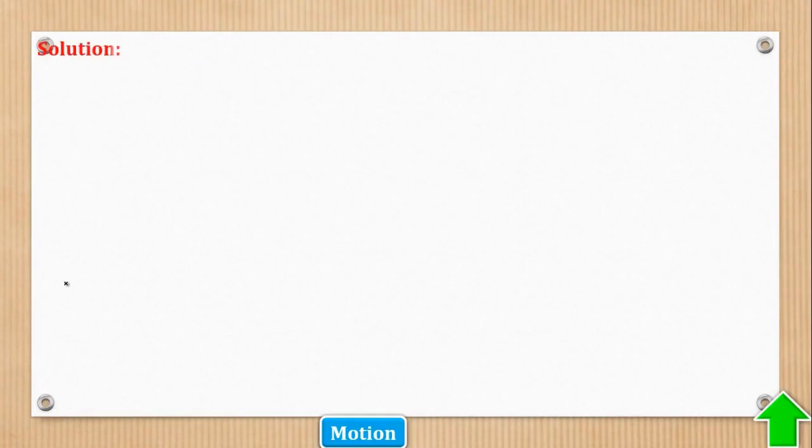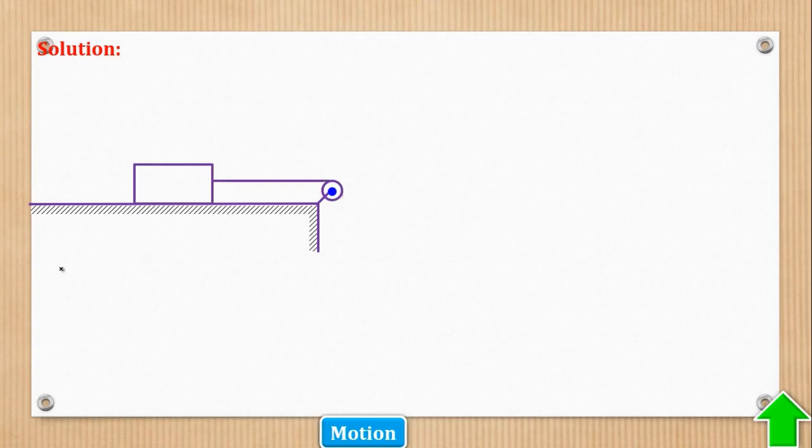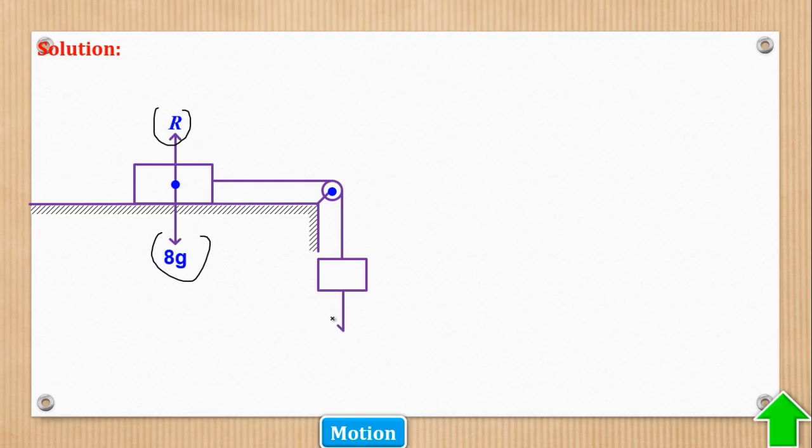So first we need to redraw the diagram so that we can show the forces acting on the particles. So we have those particles. Then we can show the forces. Each time there is mass, there must be weight. So this is 8g, as the mass was 8 kilograms. Because of this, there will be no more reaction here. Then for this, the mass was 6 kilograms, so it will be 6g.